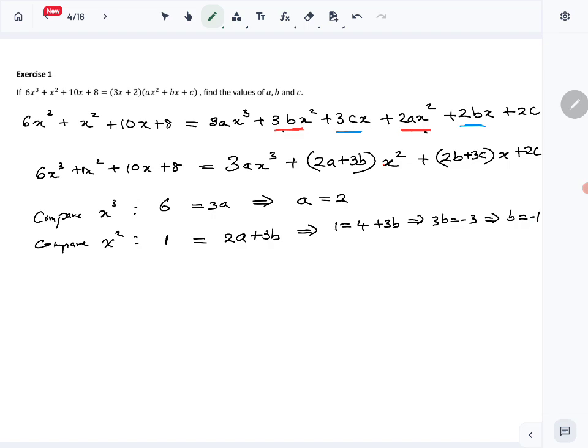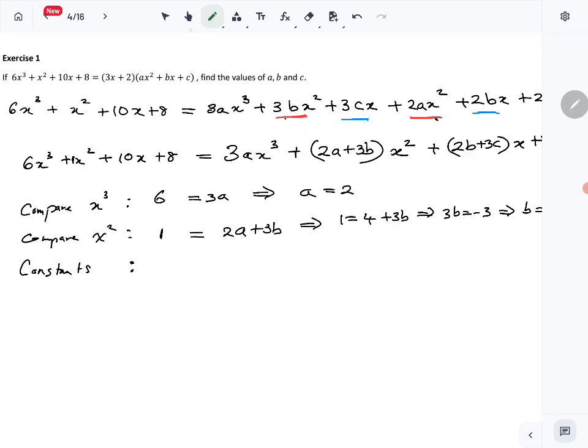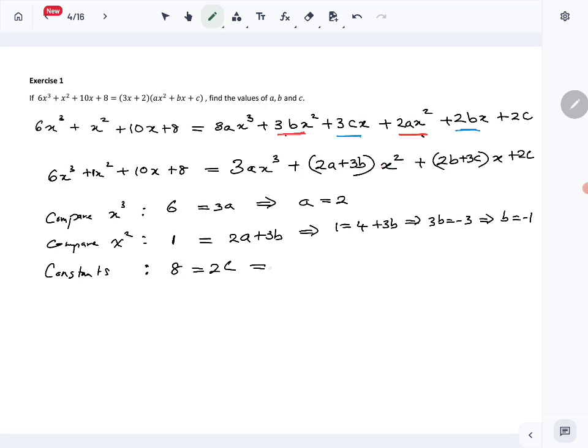Then we want to find c. There are two ways of finding c. You can either compare x coefficients, so then 10 equals 2b plus 3c. But what's easier? You can just compare the constants. Then you get 8 equals 2c. That is easier to solve. So I'm going to do that. Constants. So using the constants, I will get 8 equals 2c. So that is c equals 4. Right. So then a equals 2, b equals minus 1, and c equals 4 is our final answer. Right.